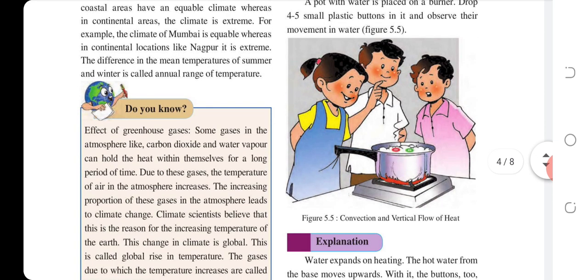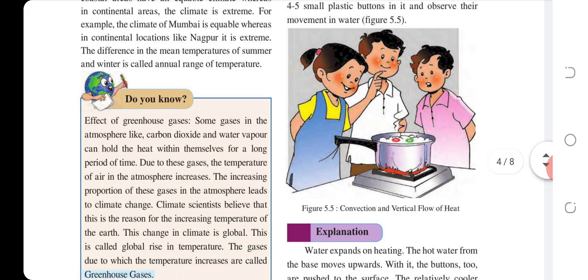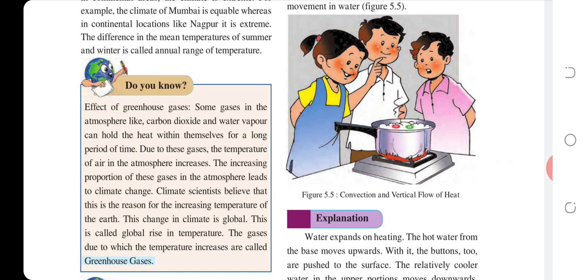Do you know the effect of greenhouse gas? Some gases in the atmosphere like carbon dioxide and water vapor can hold the heat within themselves for a long period of time. Due to these gases, the temperature of the air in the atmosphere increases. The increasing proportion of these gases in the atmosphere leads to climate change. Climate scientists believe that this is the reason for the increasing temperature of the earth. These changes in climate are global. This is called global rise in temperature. And the gas due to which the temperature increases is called greenhouse gas.